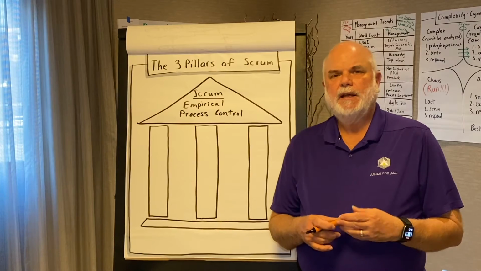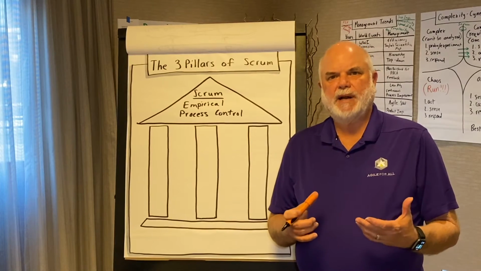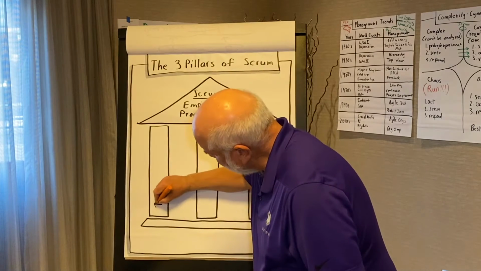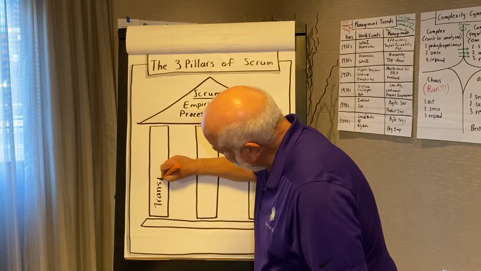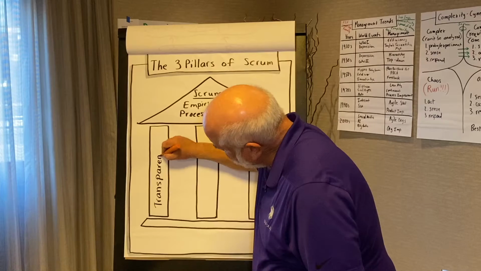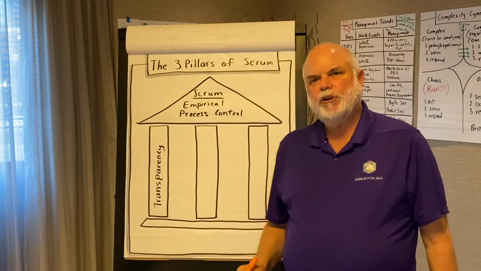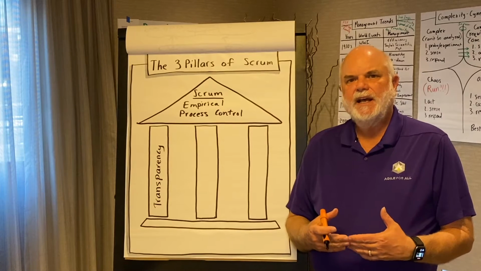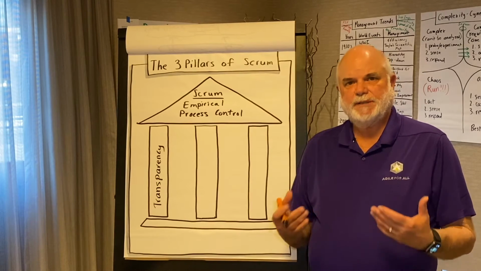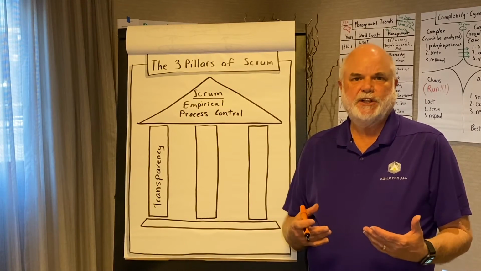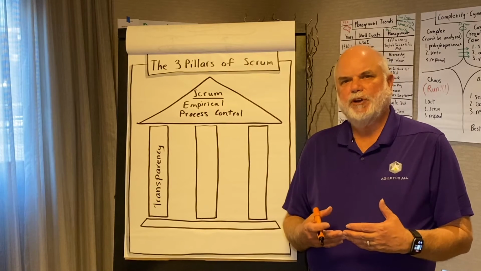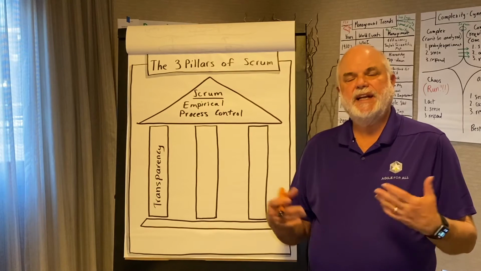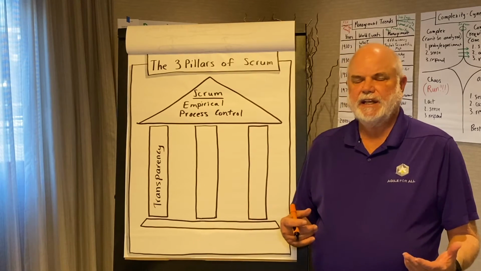Now, the primary pillar of empirical process control is known as transparency. Empirical process control is based on our knowledge at the time we make the decision, and in order to have knowledge, we have to have transparency of data and other things we need to look at. I often say empirical process control changes things based on what we have observed. So we need transparency in order to observe those things.